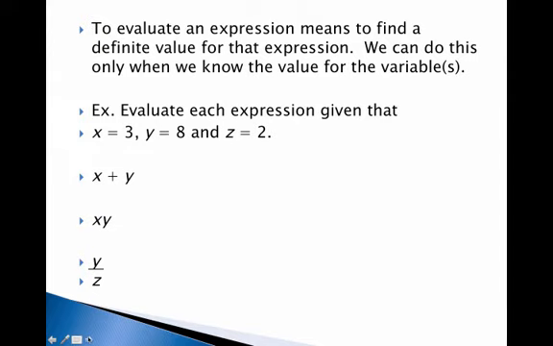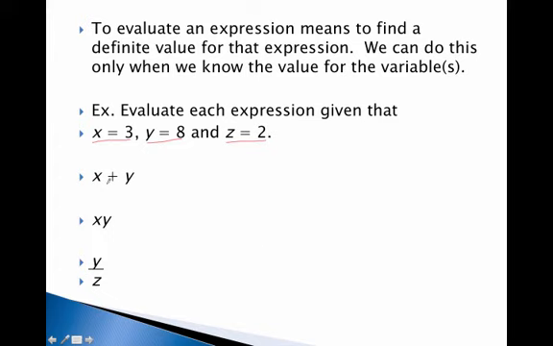Okay, so to evaluate an expression means that we're finding a value for that expression. So I've got an expression, but I want to be able to plug some number in to find its value. I'm going to give you those values. So if we know what that variable equals, we can find the value of the expression. So here's our example. It says, evaluate an expression given that x is equal to 3, y is equal to 8, and z is equal to 2.